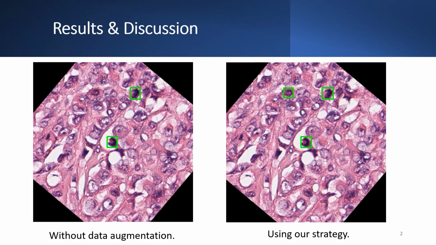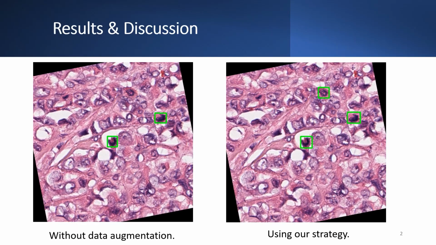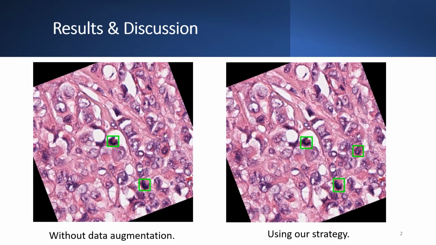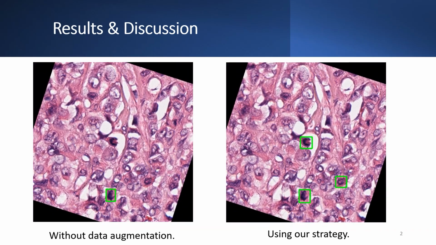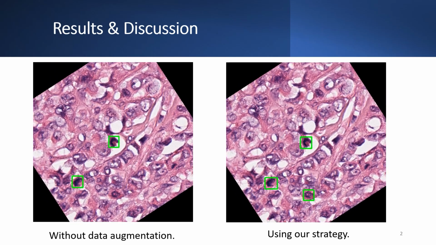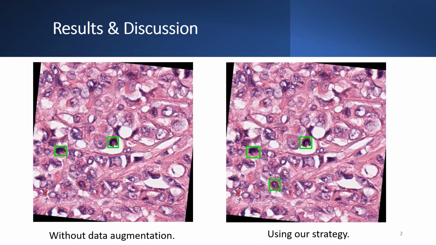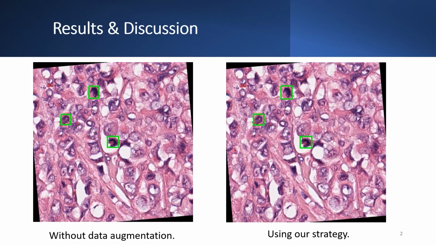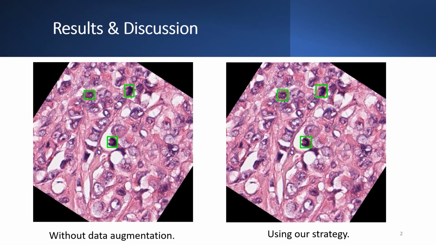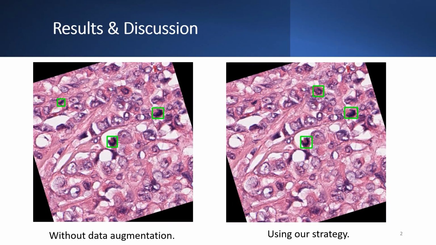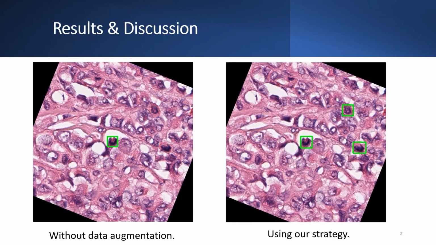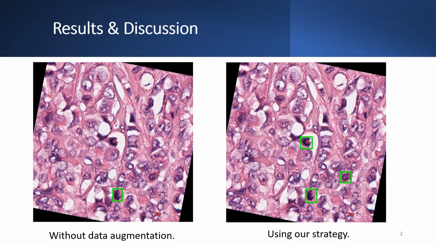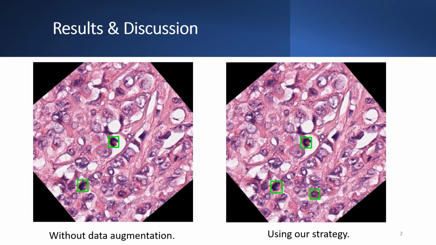Here we have one example of a slide patch where some mitoses are present. The green rectangles are the detections of the model. On the left, a YOLO 5 model was trained with the baseline dataset. Without data augmentations, the model is not able to detect the same mitosis for all rotations. On the right, the best obtained model, a YOLO 5 trained with a mix of online and offline rotation augmentations. Its detections in the example are very stable.